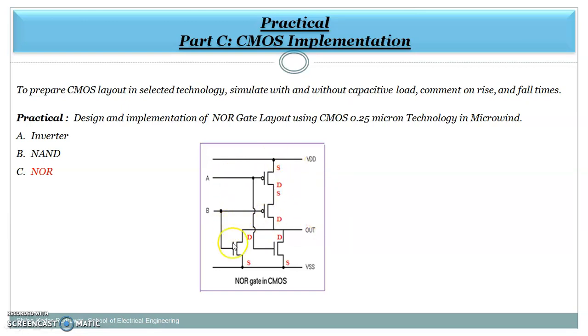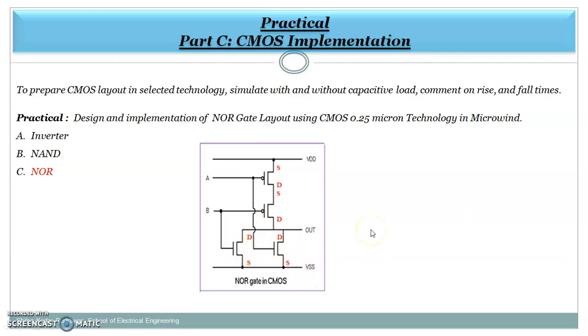So this is the CMOS NOR gate. Here you are able to see that two PMOS are connected in series and two NMOS are connected in parallel. As you know, NOR means (A plus B) whole complement. As you have A plus B whole complement, NMOS will always be implemented in parallel.